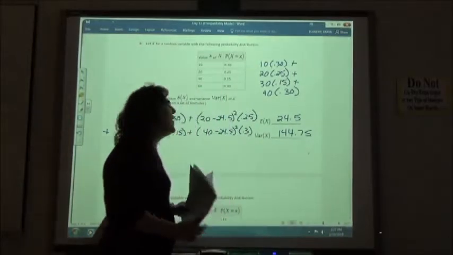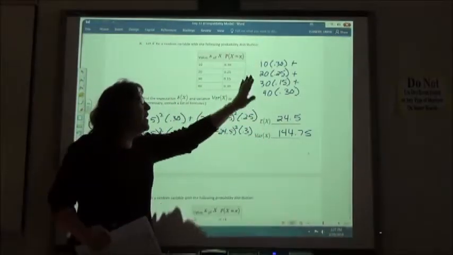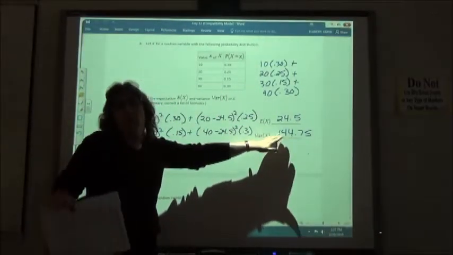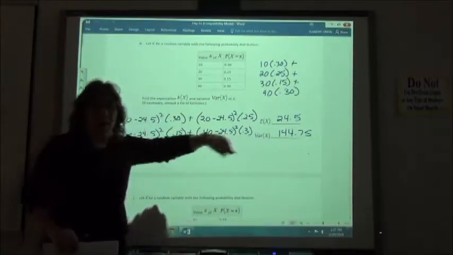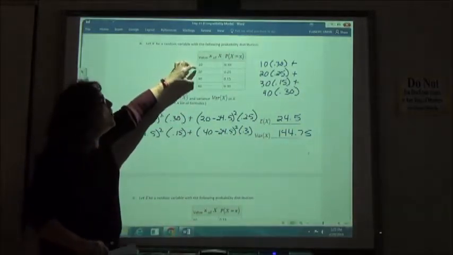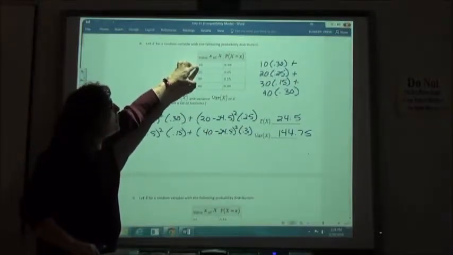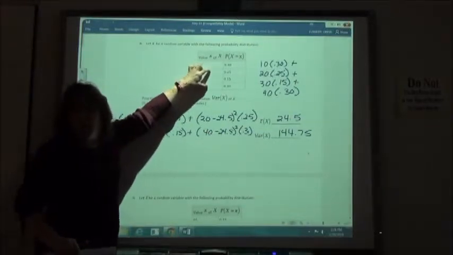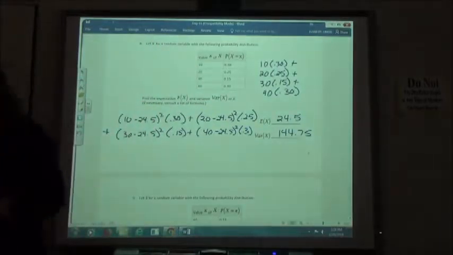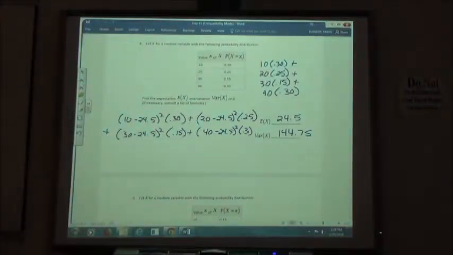$144.75. Again, if I was just checking out what that means, if I took the square root of 144, just rounding it off, it would be 12, right? Square root of 144 is 12. So most values are plus or minus 12 from the middle. We can see that would make sense. Plus or minus 12 from the middle would include most of our values.